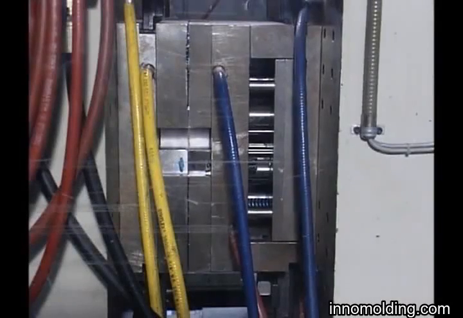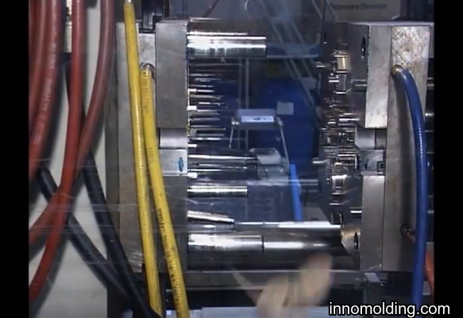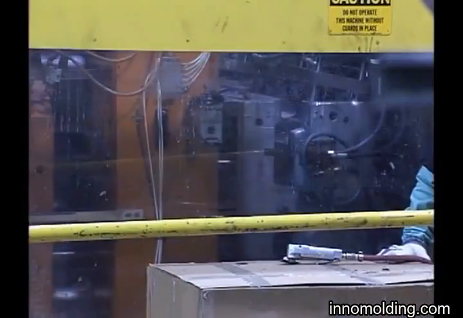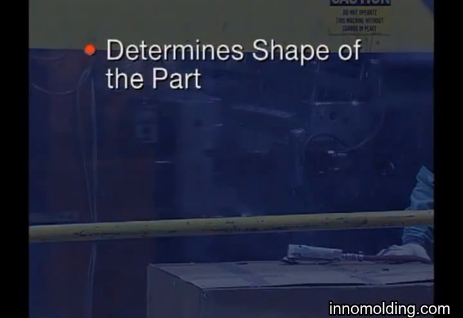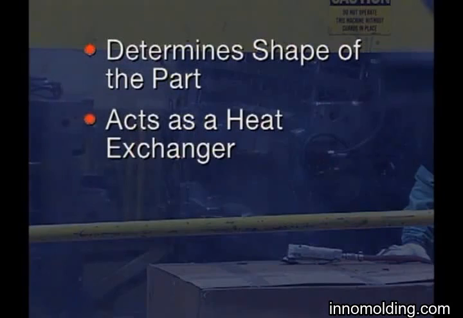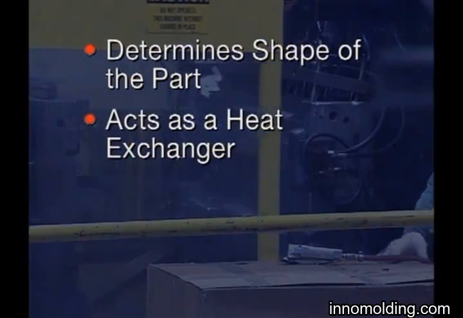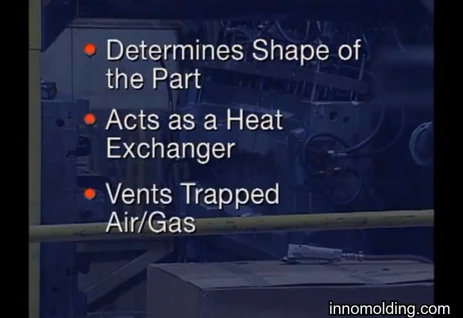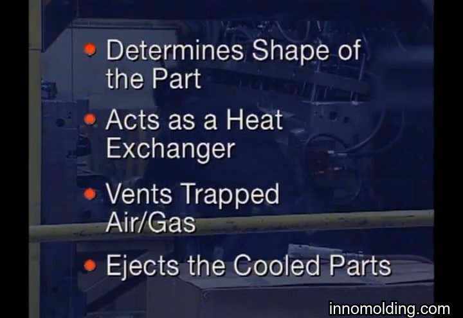The plastic injection mold is a vital component of the injection molding system. The injection mold both determines the shape of the desired part or parts and acts as a heat exchanger to draw heat away from these parts. In addition, the injection mold vents trapped air or gas and ejects the cooled parts.